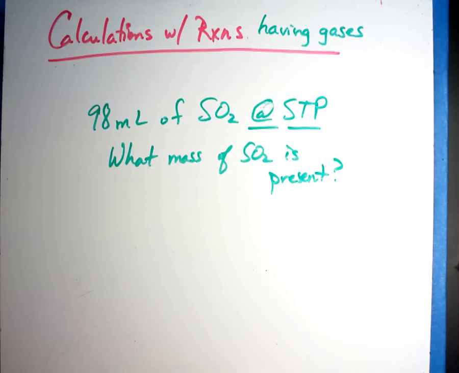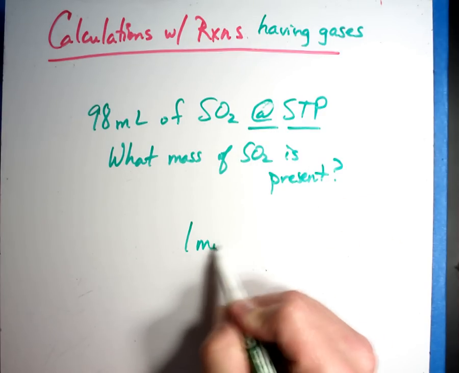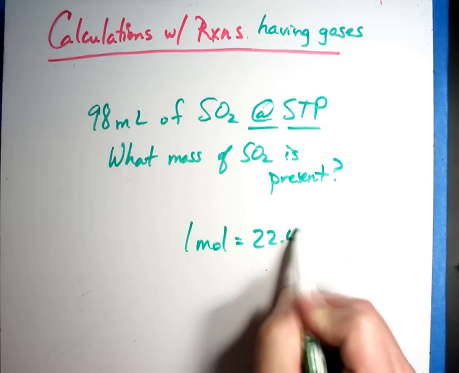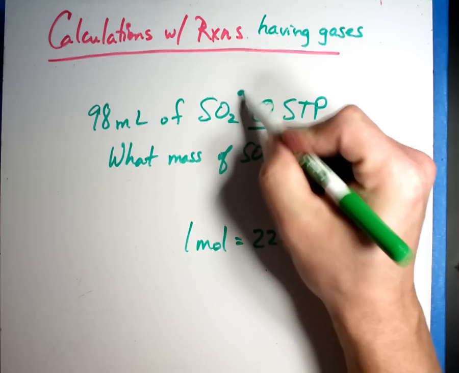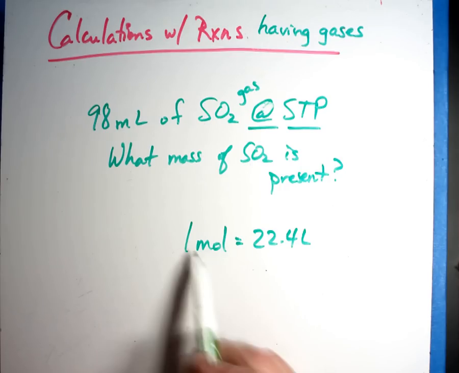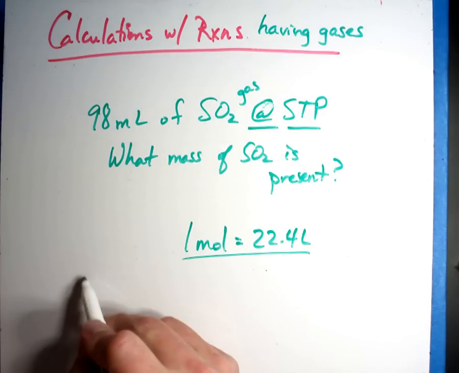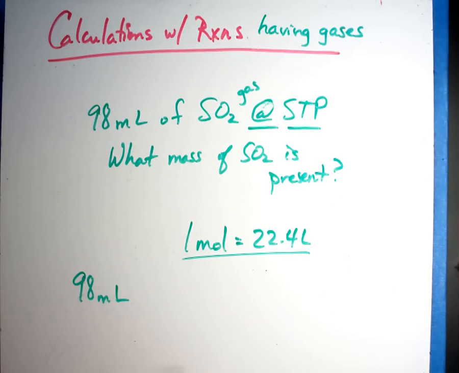Alright, as soon as you see it says at STP, you should automatically think 1 mole equals 22.4 liters. Doesn't matter what gas. Okay? And I should go ahead and say this is a gas. I said the words, I forgot to write it. 98 milliliters of sulfur dioxide gas. So this is going to be important to us here in a second. So let's take 98 milliliters and we're going to set up a railroad track.